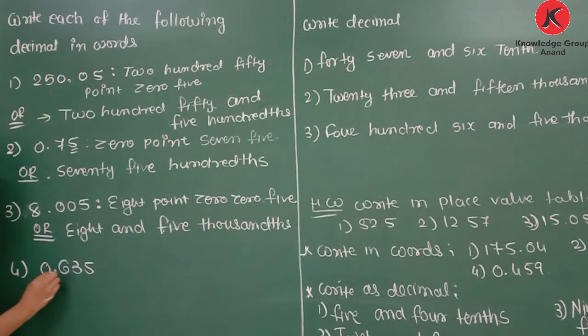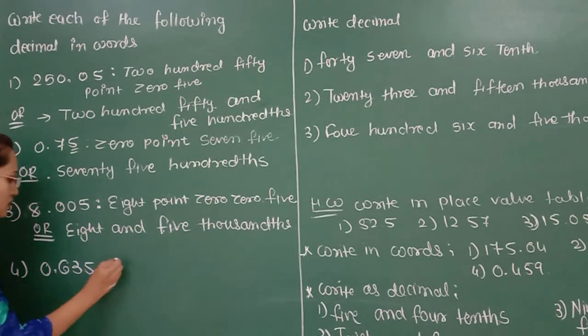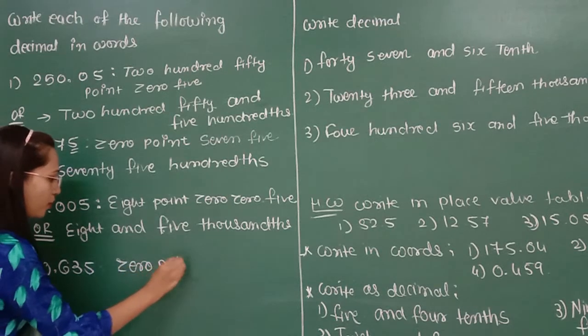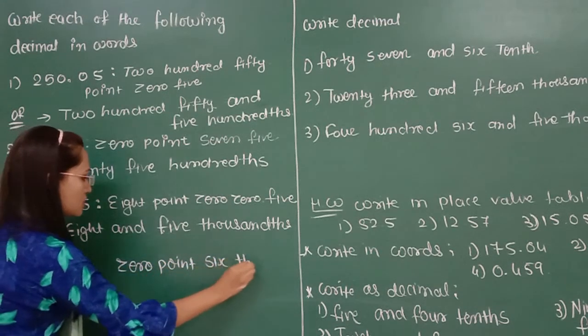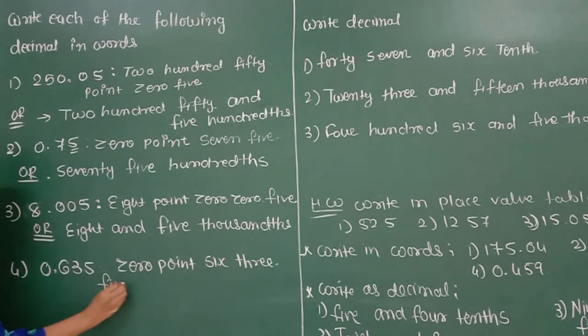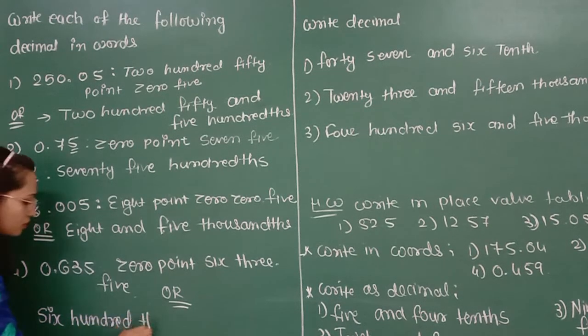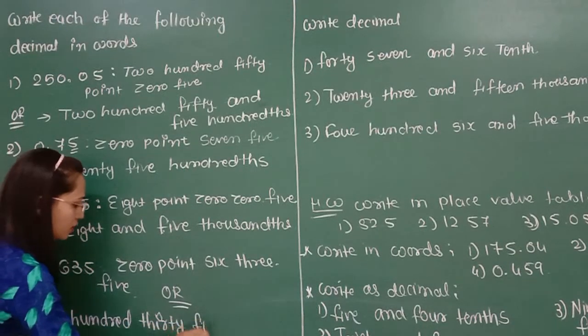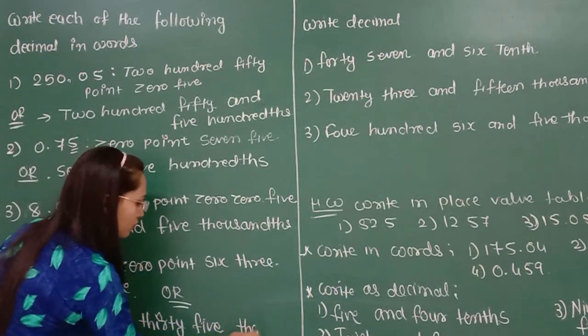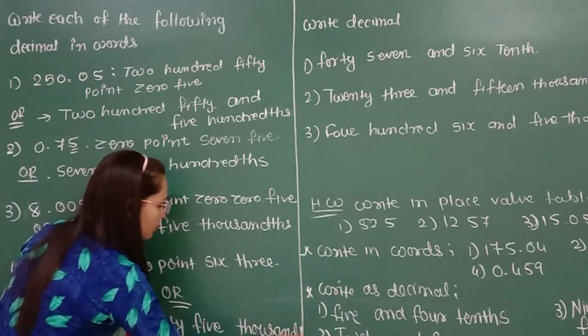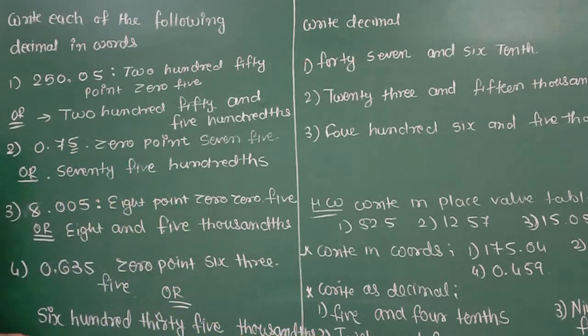Here 0.635. So we can read it as 0.635, or we can read it as 635, but it is thousandths. So it is 635 thousandths. So this is the way we can write the name for decimal.